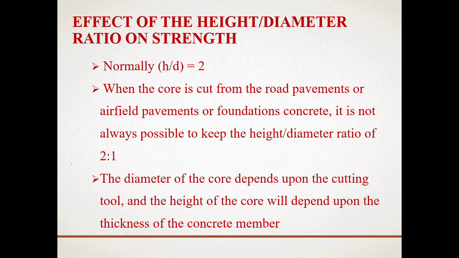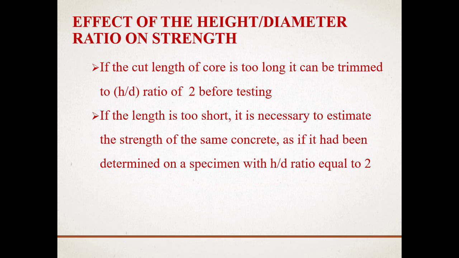Normally the H by D ratio is equal to 2. When the core is cut from road pavements, airfield pavements, or foundation concrete, it's not always possible to keep the height by diameter ratio at 2:1. The diameter of the core depends upon the cutting tool, and the height of the core depends on the thickness of the concrete member. If the cut length of the core is too long, it can be trimmed to an H by D ratio of 2 before testing.